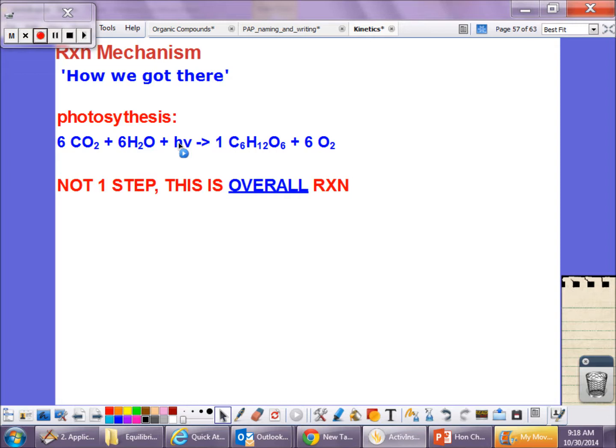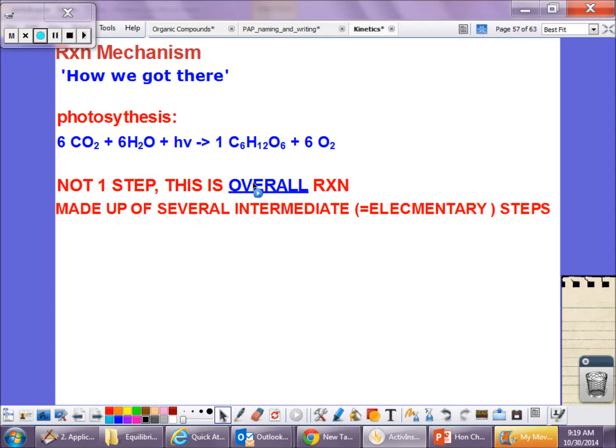This is the overall reaction. This happens in several steps. So reaction mechanism is just showing you the different steps in between. But you cannot even prove that. This is just a proposition. It is an educated guess. Alright? So we have to use the reaction rate that is determined by experiment to see if the mechanism is valid.